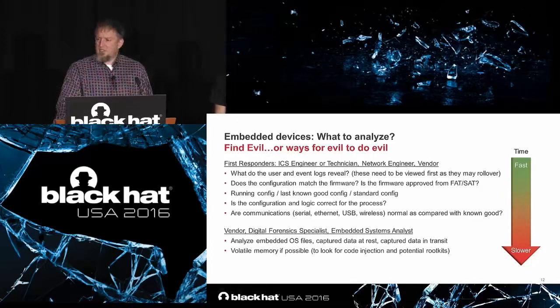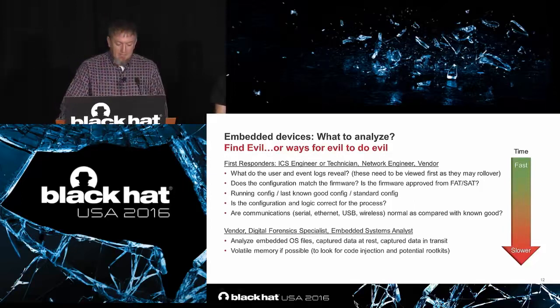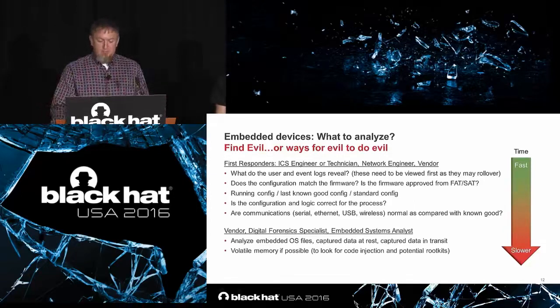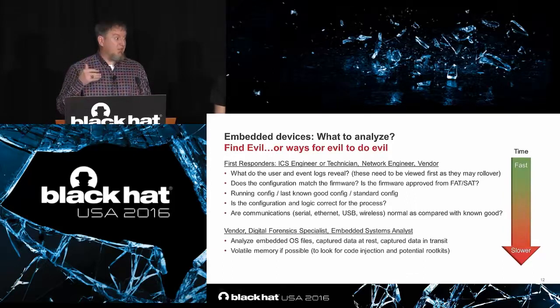And in newer devices, they have more storage, so that may not be a problem. But again, a lot of these control system devices are out there 15, 20 years. Does the configuration match the firmware? Is the firmware approved from the factory acceptance test? Is it running a standard configuration that you're normally used to seeing? With the Aurora attack at INL, they changed the settings in the relays. And if they would have pulled the configurations from those relays, they would have noticed something was different.